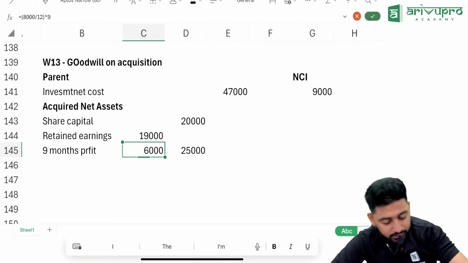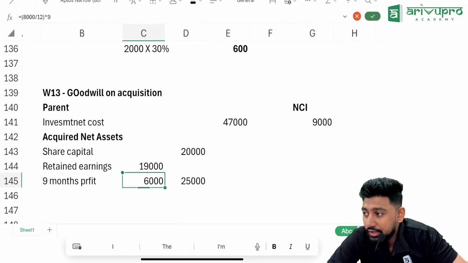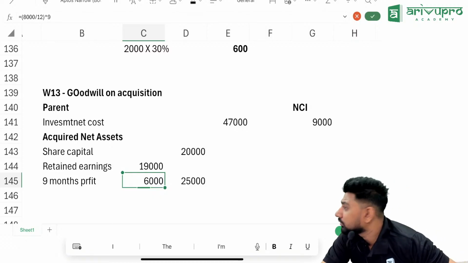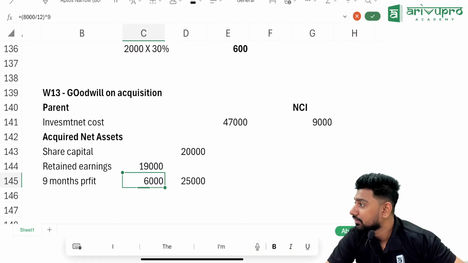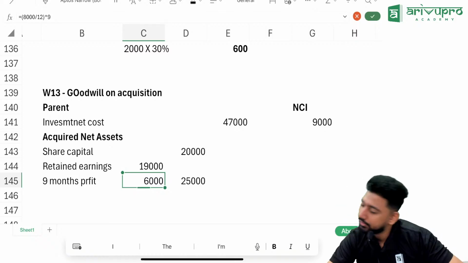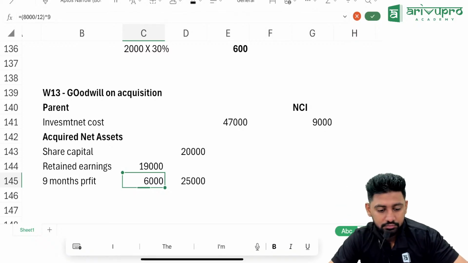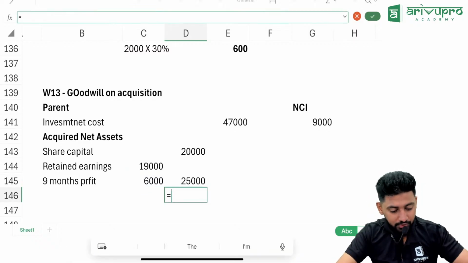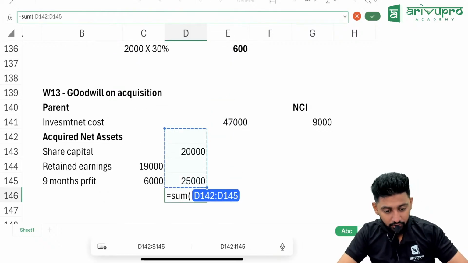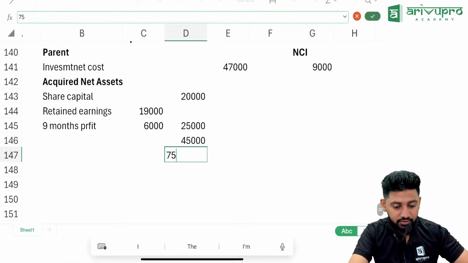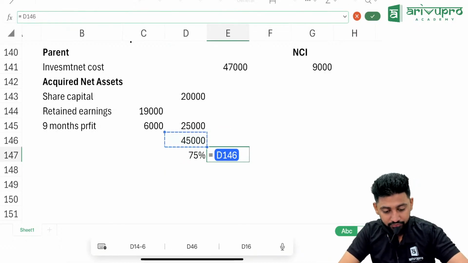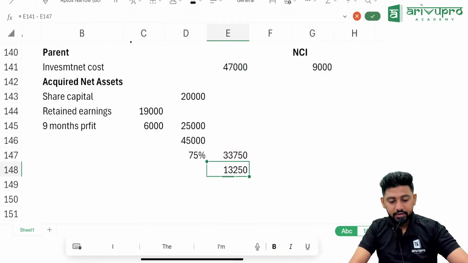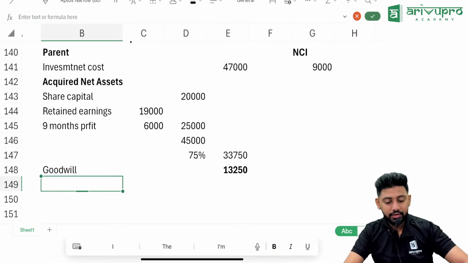Any other adjustments at acquisition? Nothing. Surprisingly, no revaluation also. Okay, so total will be 45,000. Out of that 45,000, how many percent am I acquiring? 75%. Therefore, 45,000 into 75% gives me 33,750. 47,000 minus 33,750, I get 13,250 as my goodwill, that is parent's goodwill.